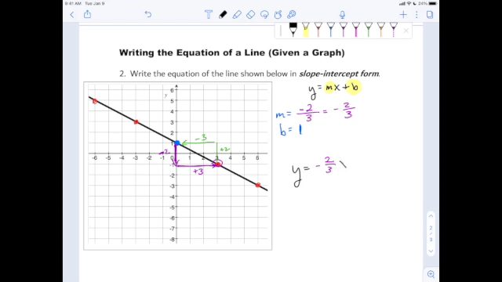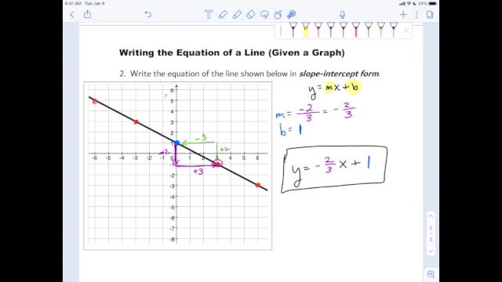X, you're multiplying that slope times every x value. Don't forget about the x. A lot of people will actually forget to put the variable x in their final answer and lose points on that. Plus b, which is plus 1. And so there is our final answer, y equals negative 2/3 x plus 1.